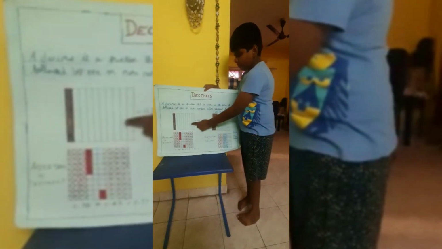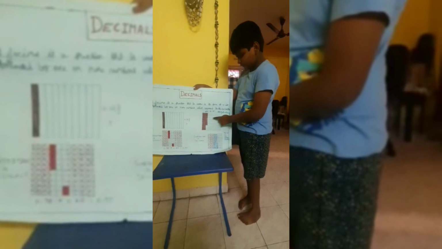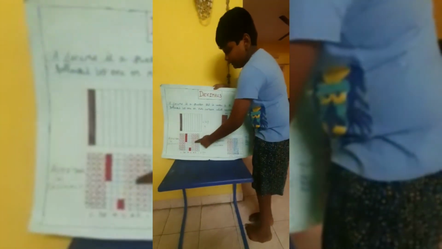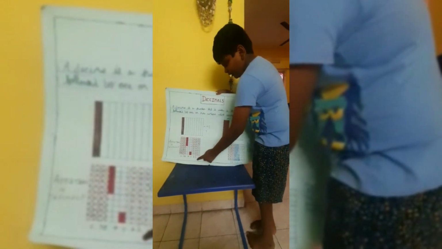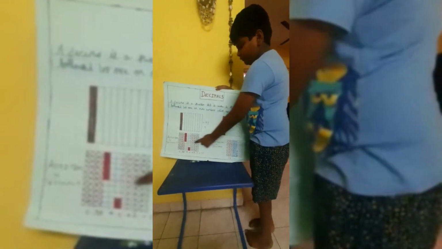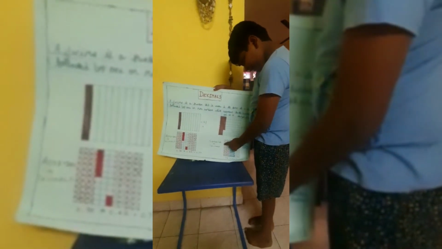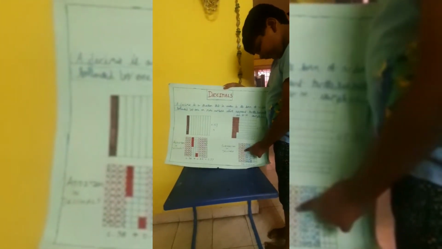In 10 parts, 1 part is shaded, so it is written as 0.1. In 100 parts, 26 parts are shaded, so it is written as 0.26. Example 2. Addition in decimals. 0.25 plus 0.42 equals 0.77, whatever is in the chart. Example 4. Subtraction in decimals. 0.64 minus 0.32 equals 0.31, whatever is in the chart.